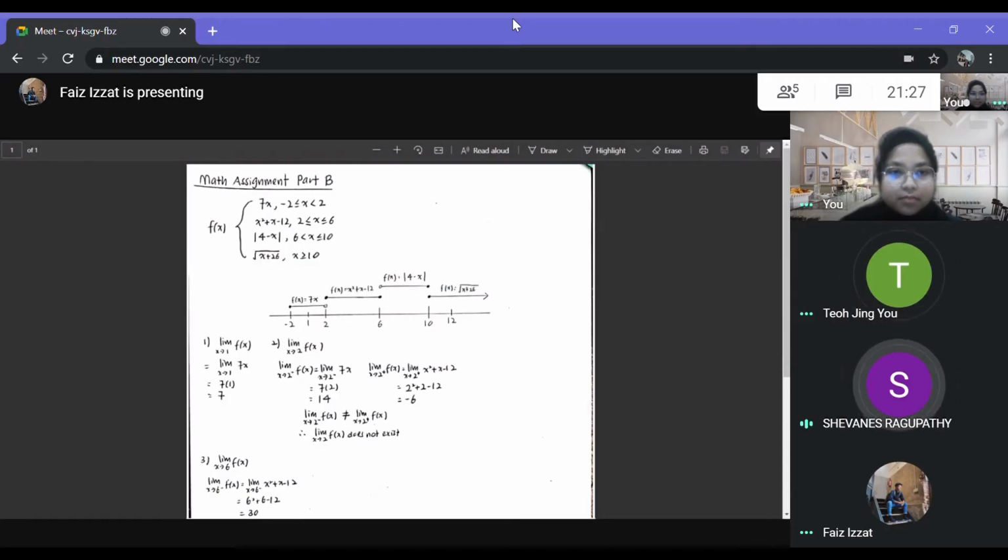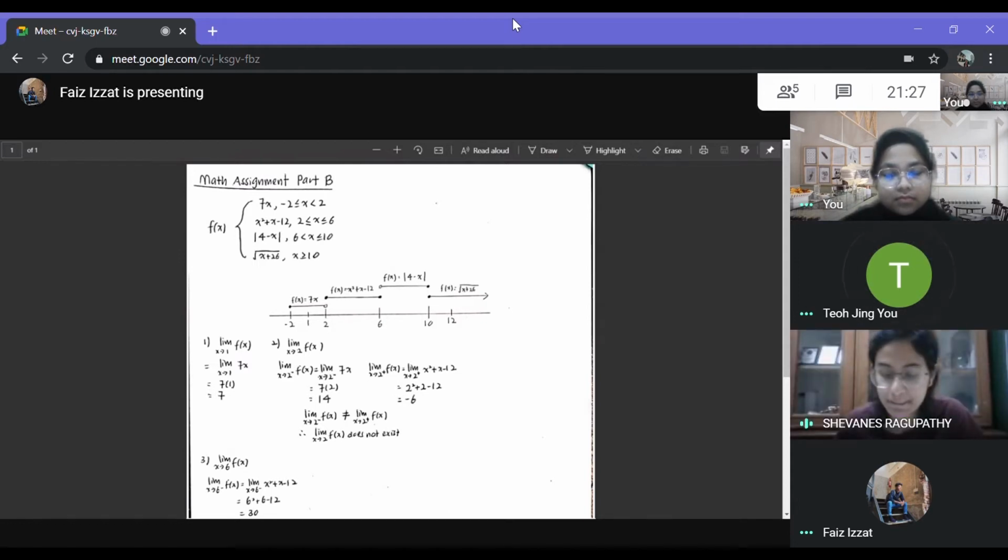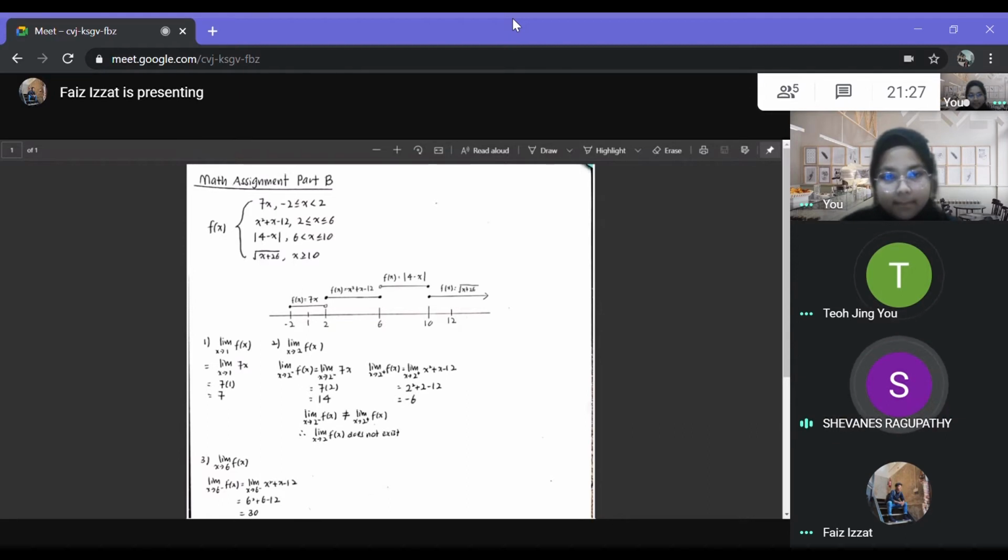Good evening to all my friends. So today we are going to discuss our mathematics group assignment for part B. In this discussion, we'll be learning about piecewise functions. A piecewise function is a function which is defined by different functions for different intervals. In this question, we'll be learning about the existence of limits between the intervals.